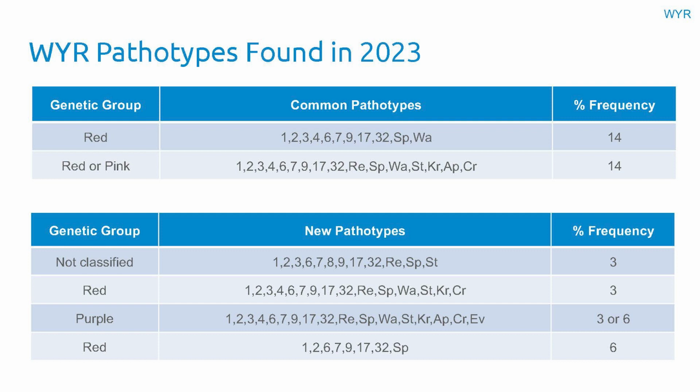So it could be a purple group, or it could probably be a red group. We'd need the genotyping to confirm that. And the last pathotype on there, new for 2023, was in the red group, and it carried this very simple pathotype. It was avirulent on YR3 and YR4, and didn't infect any of the additional cultivars.